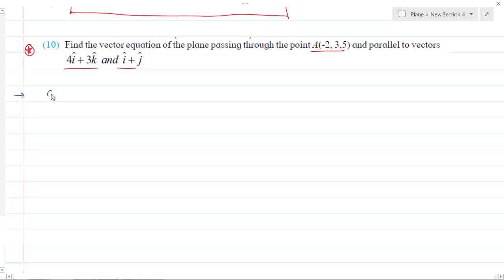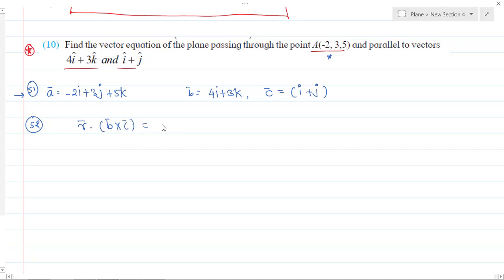So a bar is nothing but minus 2i plus 3j plus 5k. This is nothing but the point A. The first parallel vector is b bar, which is 4i plus 3k, and the second parallel vector c bar is nothing but i plus j. Okay, and you know the standard form, this is step number 2, this is step number 1. Standard form is r bar dot b bar cross c bar, it is equal to a bar dot b bar cross c bar.